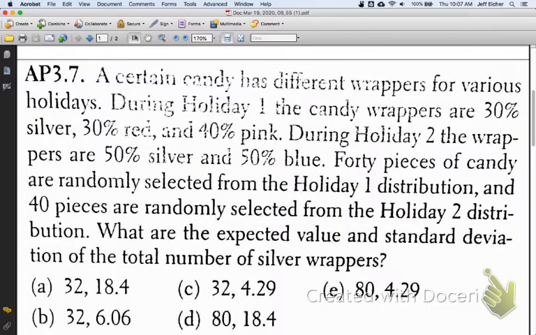Going back here, that makes the answer 32. So it wasn't this, it wasn't this. This is the closest to 4.3. So the answer is C.